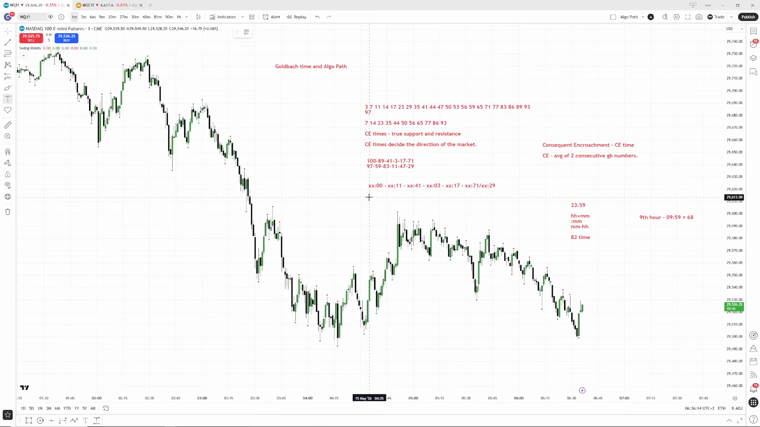Similarly, if I want to write Algo 2, 97 I cannot represent, so I have to use its discount number. 83 I cannot represent, so I will use its discount number. This is 11, this is 47, and this is 29. Now, when you look at all these GB numbers, ignoring the CE times, there is also this 53, okay, which is not represented in any of the algos.